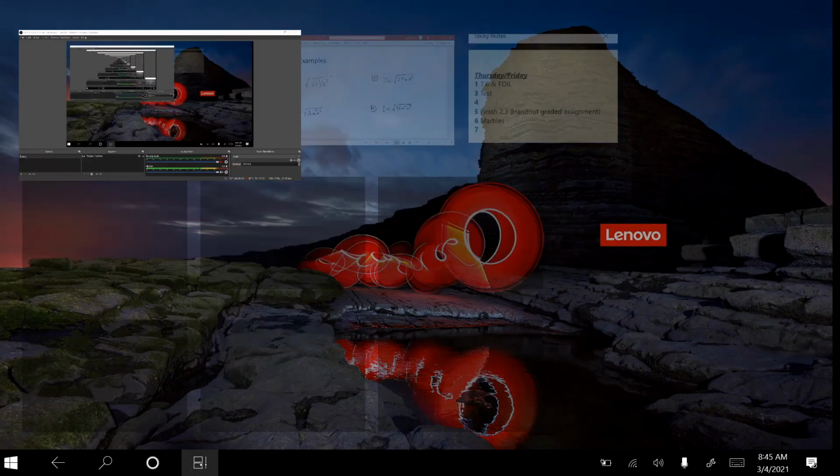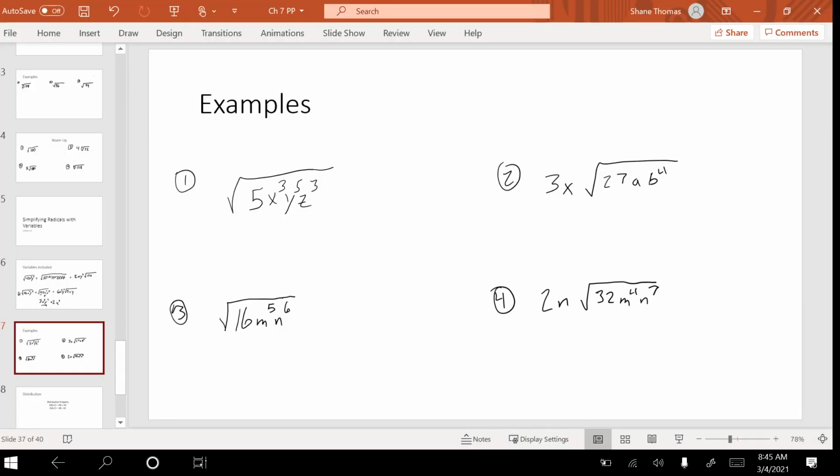On the first one, there's no big numbers we can bring out, is there? Because 5 doesn't break down. 5 is a prime number. All right, so it's stuck. X's, I have one pair of X's I can bring out. Y's, I have two pair. Z's, I have one pair. So I bring out my X. I bring out two Y's. I have a pair of Z's. And then that leaves me with 5 X, Y, Z on the inside. So we got the first one right.